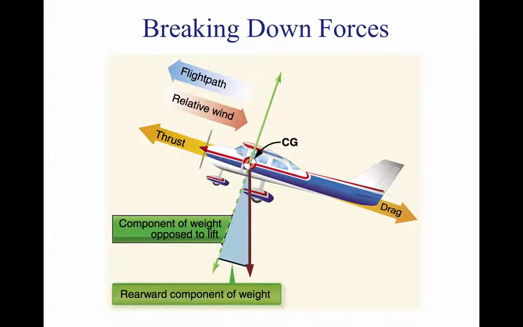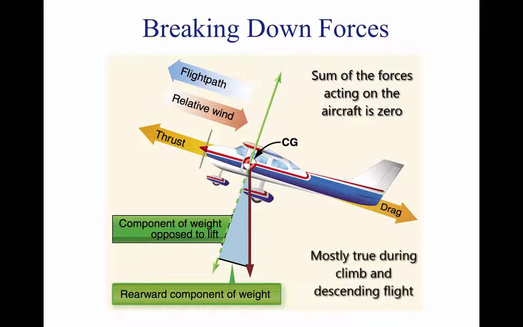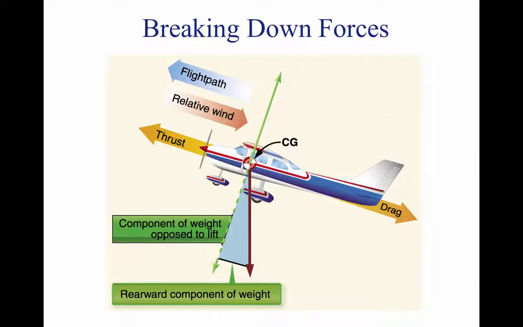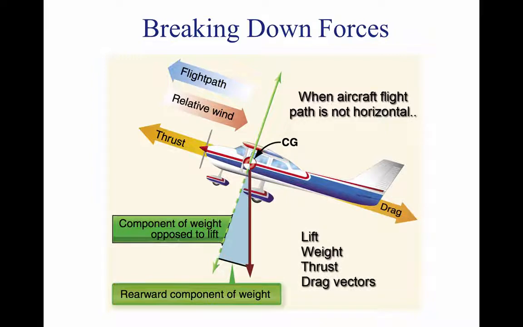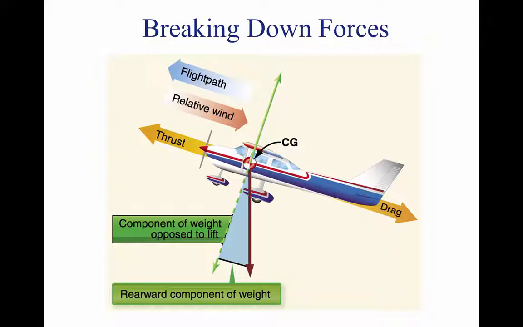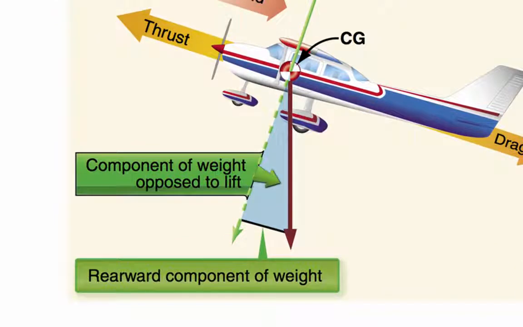In straight, level, and unaccelerated flight, the sum of the forces acting on the aircraft is zero. This is, for the most part, true during climb and descending flight, but things are a bit more complicated. Any time the flight path of the aircraft is not horizontal, lift, weight, thrust, and drag vectors must each be broken down into two components. For example, during a glide, part of the weight of the aircraft points forward, and therefore acts as thrust, or as the picture shows, during a climb, the weight can oppose lift and also thrust.